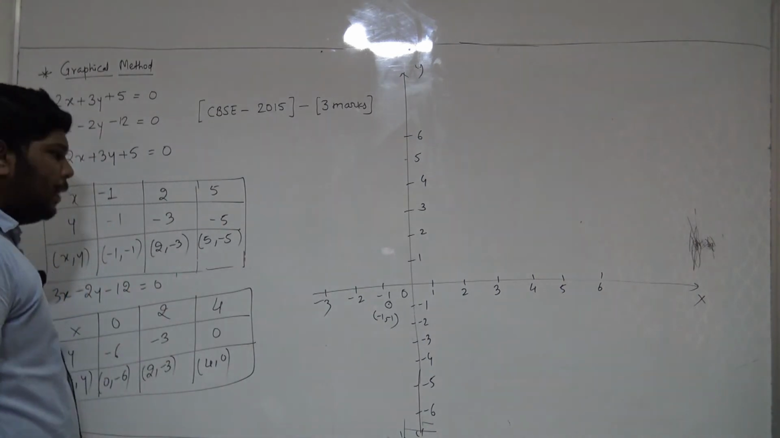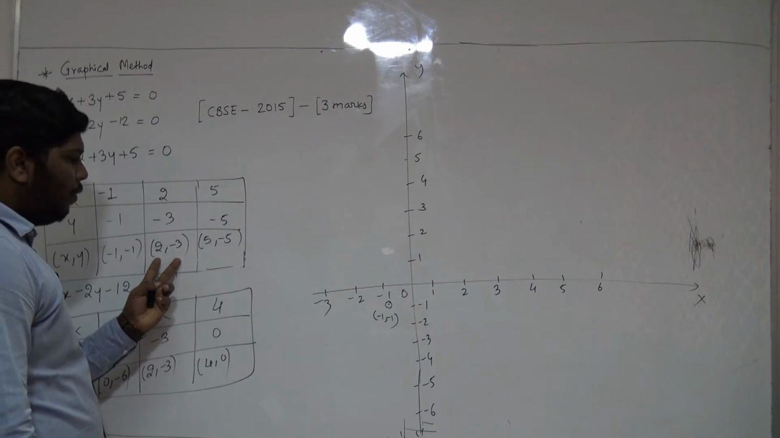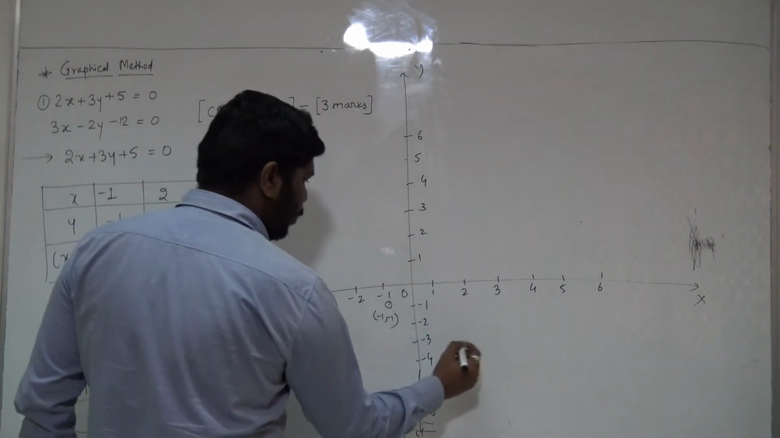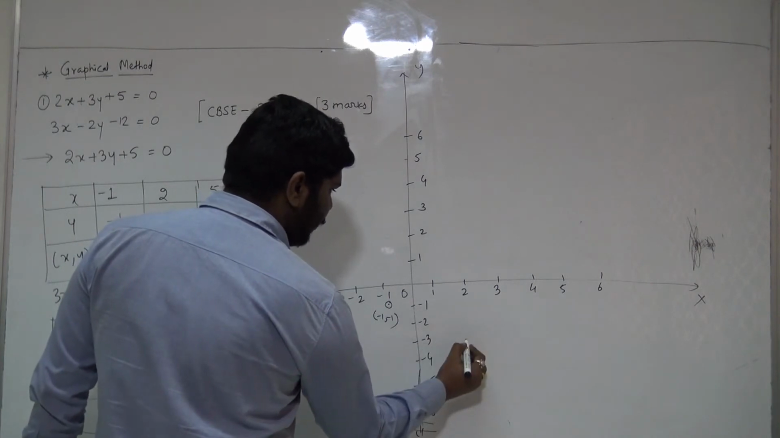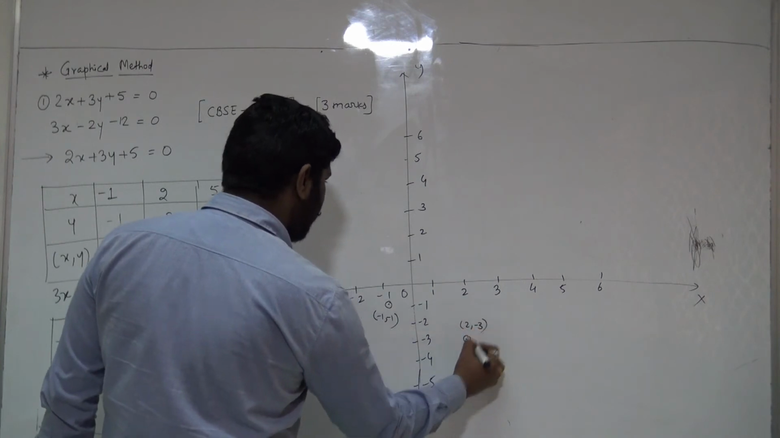2 comma minus 3 means x is positive, y is negative, so which quadrant? It will be the fourth quadrant. X is positive, y is negative. So x is 2, y is minus 3, correct? So this is my required point, 2 comma minus 3.